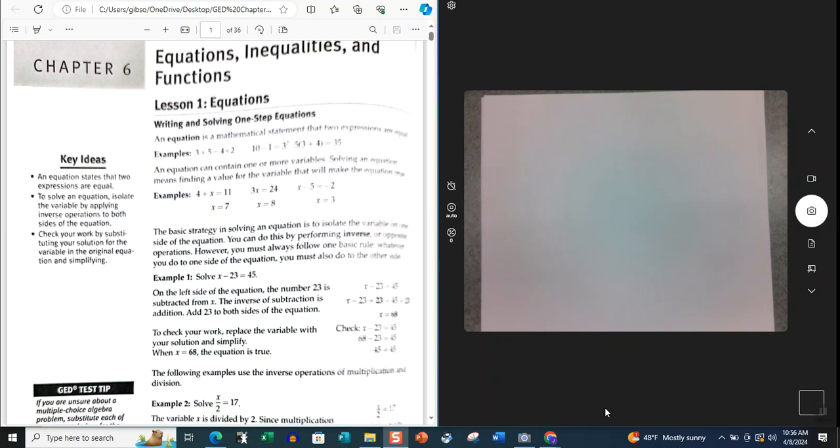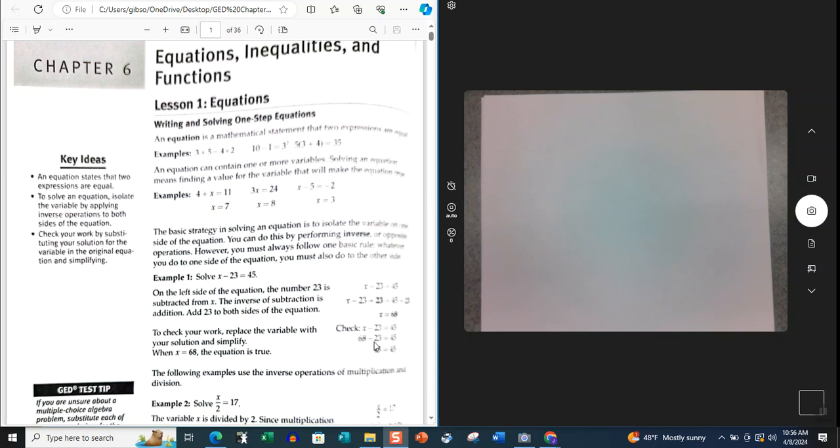It says the basic strategy in solving an equation is to isolate the variable on one side of the equation. You can do this by performing inverse or opposite operations. However, you must always follow one basic rule. Whatever you do to one side of the equation, you must also do to the other side. So now we have solved x minus 23 equals 45. Now on the side here, it shows you what this equation is.